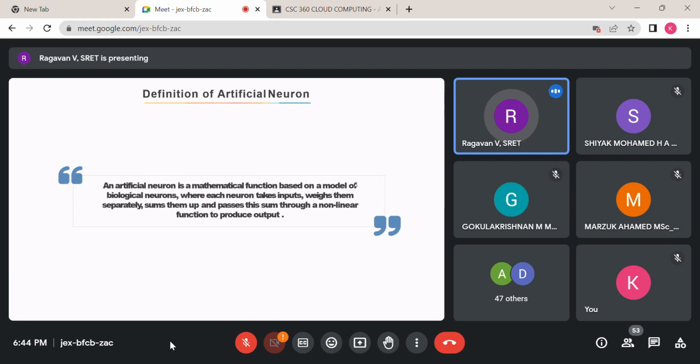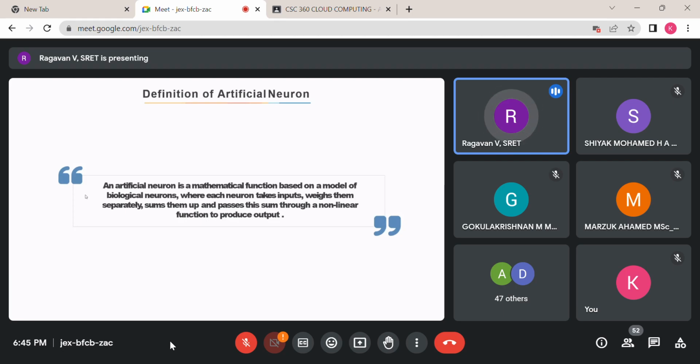Now the definition of an artificial neuron. An artificial neuron is a mathematical function based on a model of biological neurons, where each neuron takes input, weights them separately, sums them up, and passes this sum through a non-linear function, that is the activation function, to produce output. Weighting them separately is the artificial concept. So just note, guys, this is the definition of the artificial neuron. It sums up what we discussed in the last 10 minutes in these two sentences of definition. An artificial neuron is a mathematical function based on a model of biological neurons, where each neuron takes input, weights them separately, sums them up, and passes this sum through a non-linear function, and that non-linear function, you just put in brackets, is the activation function, to produce output.